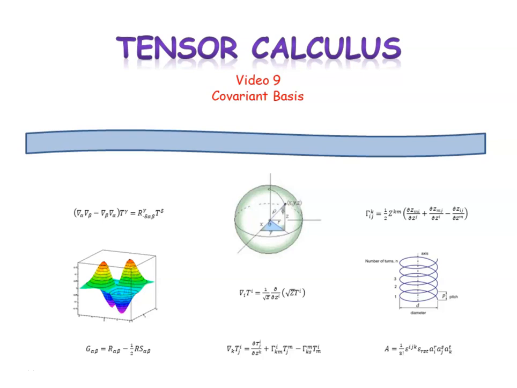Welcome to video 9 of Tensor Calculus. In this video, we're going to continue our analysis of vector differentiation, only this time we're going to do it with respect to a coordinate system. This is going to lead us to the definition of a covariant basis and ultimately to the technique we use to represent vectors in Tensor Calculus.